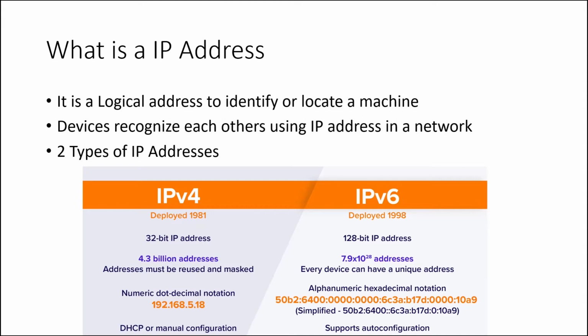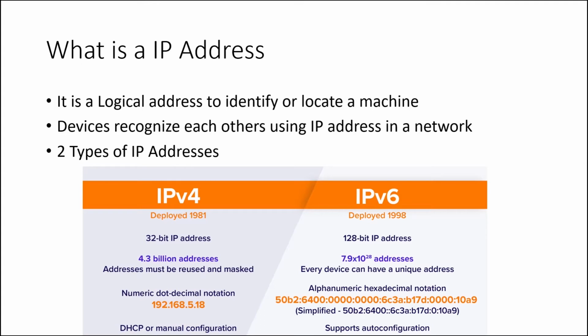There are two types of IP addresses, and the first one was introduced in 1981. We call it IPv4. Then when more devices connected to the internet, guys, IPv4 addresses were limited, so that's why IPv6 was introduced. What is an IPv4 address? It's a 32-bit IP address.